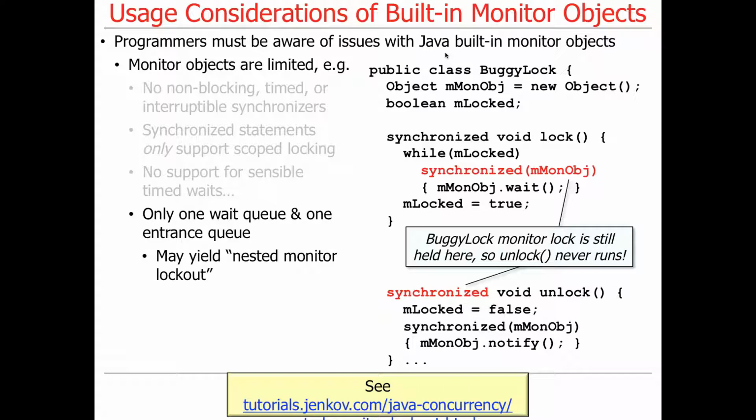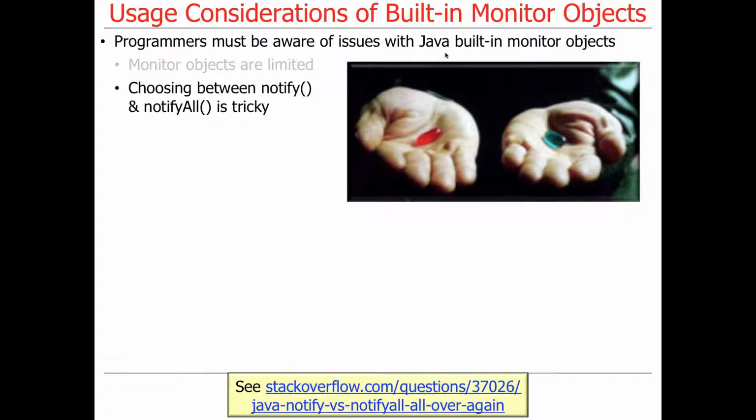I should also mention there's other problems with there being one entrance queue. Most notably, you can't use algorithms that want to differentiate between different conditions in order to be able to allow multiple things into the critical section if they're disjoint. So that's another problem. Choosing between notify and notify all is very tricky. And this is a very good link to take a look at for an excellent discussion of what the problems are.